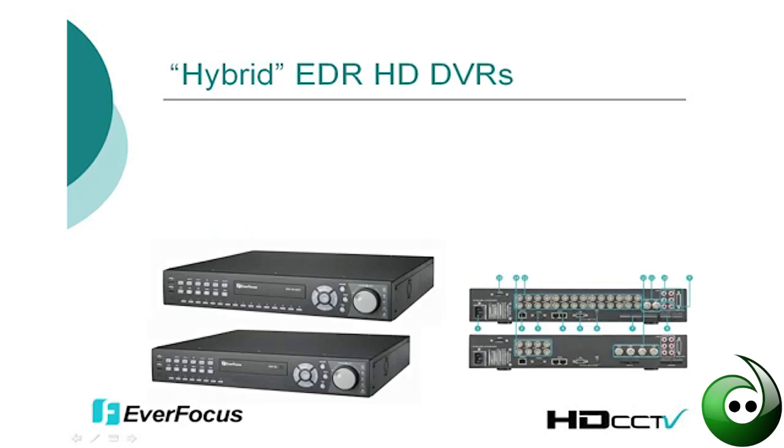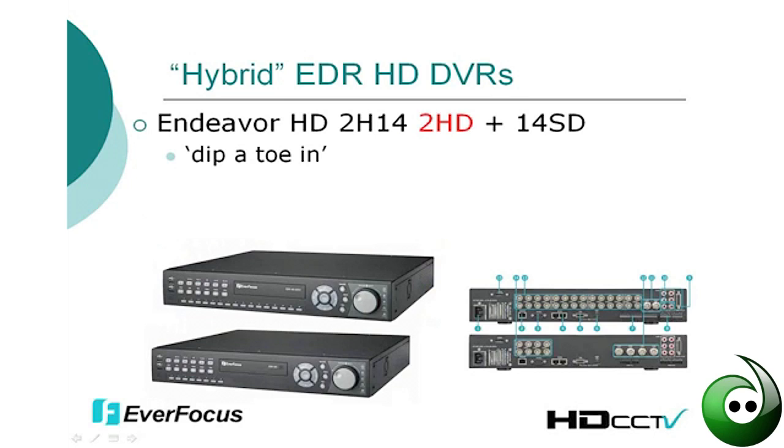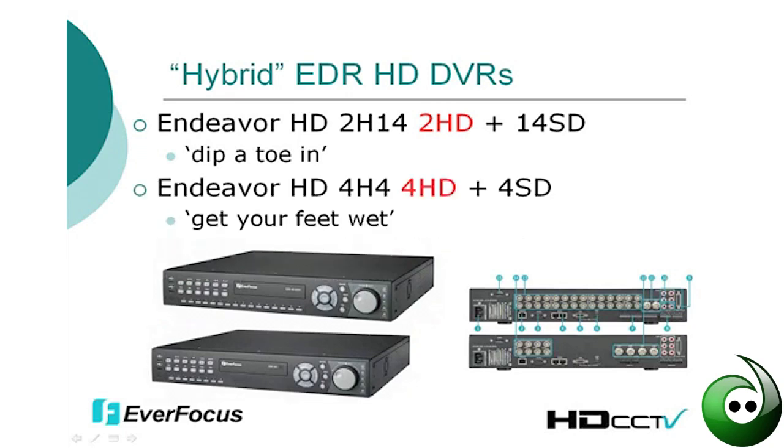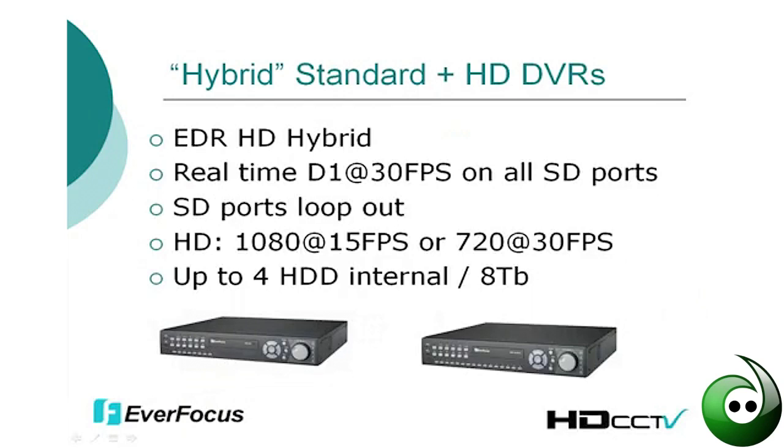So here are some images of our hybrid DVRs. We have the Endeavor HD 2H14, 2 HD cameras plus 14 standard def cameras if you just want to dip your toe in HD-CCTV. If you want to fully get your feet wet, the Endeavor HD 4H4 offers 4 HD cameras plus 4 standard def cameras. These hybrids record real-time or up to real-time at D1 on all the standard definition ports, and the standard definition ports loop out. On the HD ports, you have your choice to record 1080 at 15 pictures per second or 720 at 30 pictures per second.